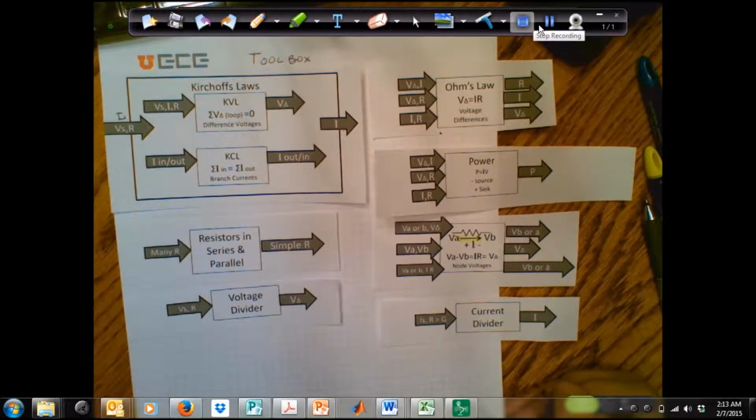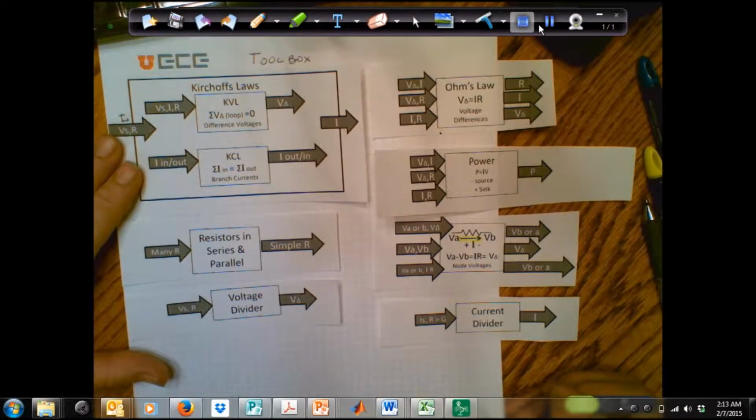I wanted to give you just a little bit more review on that. These are the equations that we have learned to use so far in this class. We know how to use Kirchhoff's laws. There are two of them. They can be used separately or together.